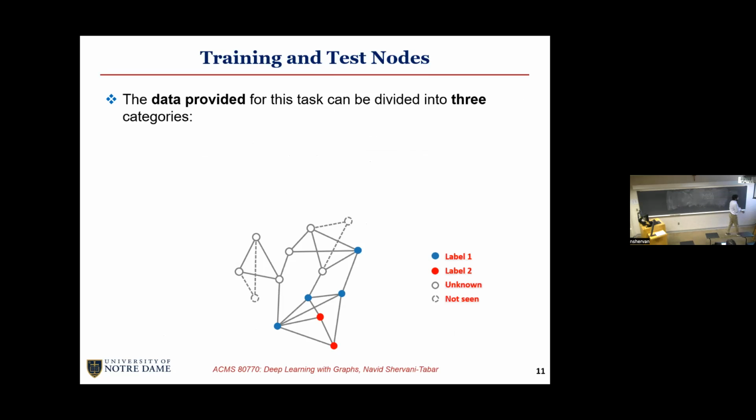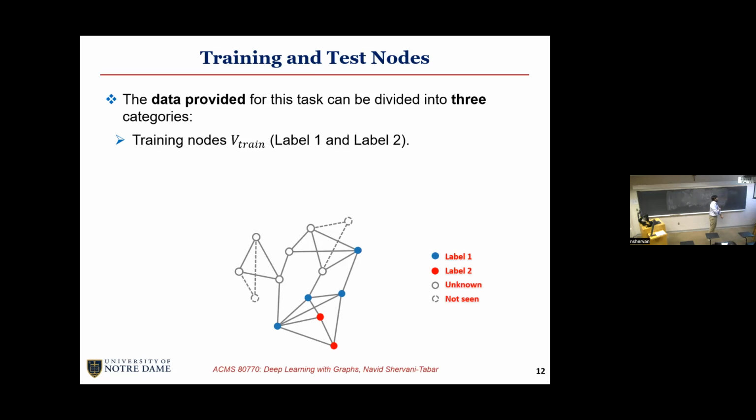Now about the training data. We looked at how we are training our model, but how are we using the data that we have? We typically have 3 sets of data in this node classification problem. Let's say that this is our graph. We have a set of nodes for which we see their structure, their connections, and we see what their labels are. So these are our training nodes.